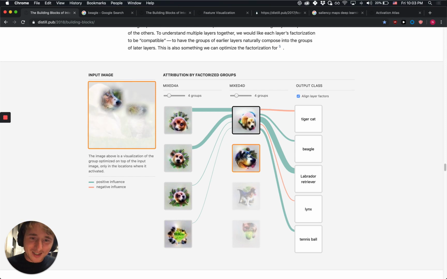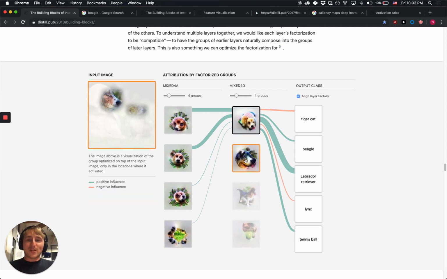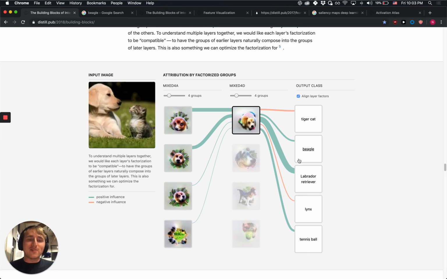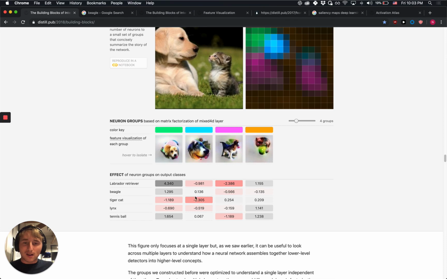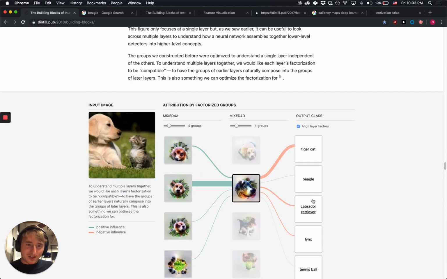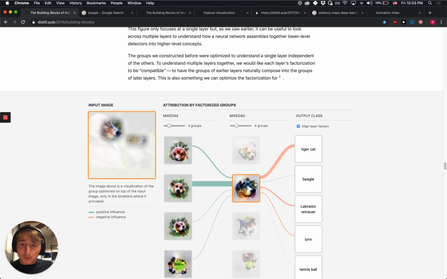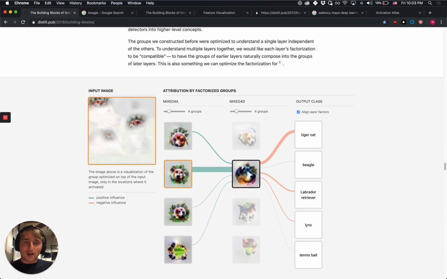And if we look at this, I will predict just from before. I don't know the answer. This will have stronger attribution towards Beagle than Labrador Retriever, because up here we saw that this one has more positive attribution. So it does, although it's mostly the tiger cat, which is super bizarre to me. And then if you look earlier at mixed 4D, you see that this is influenced mostly by this class, because it's by this component.